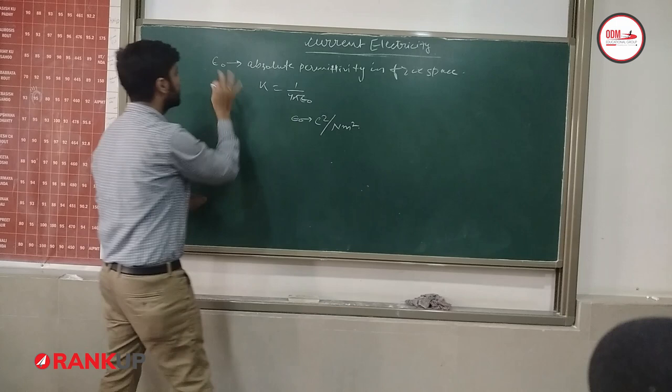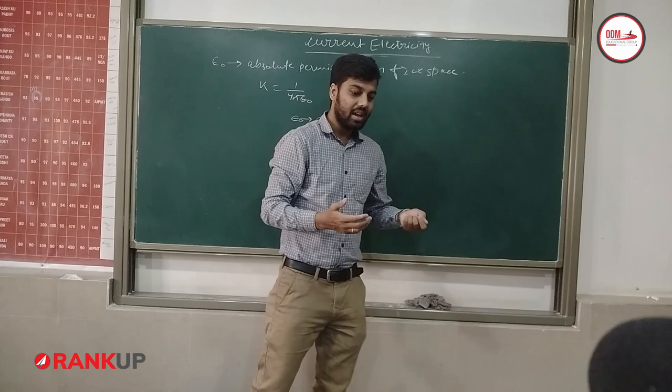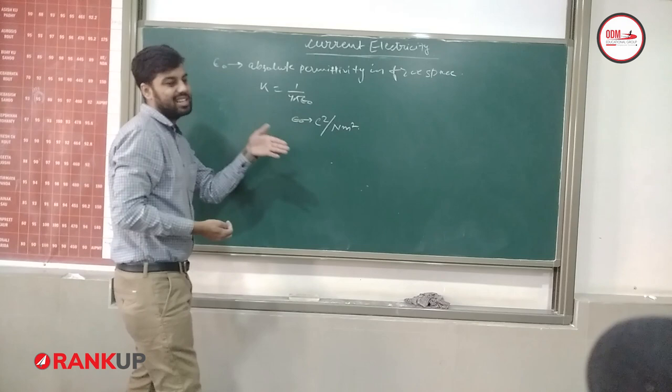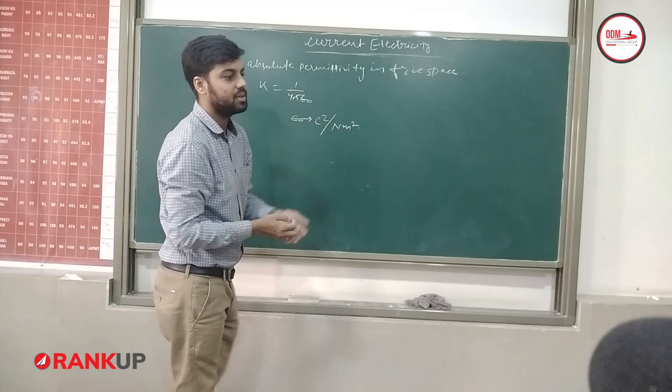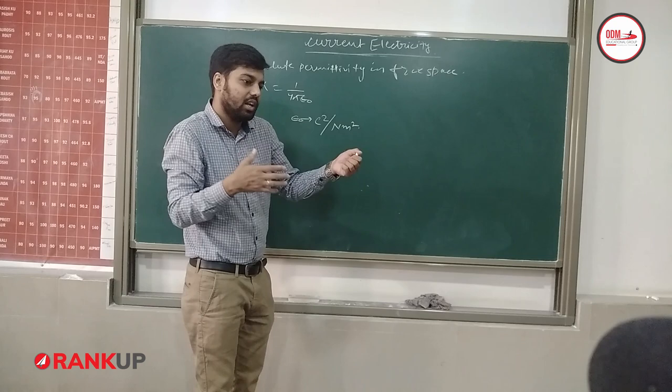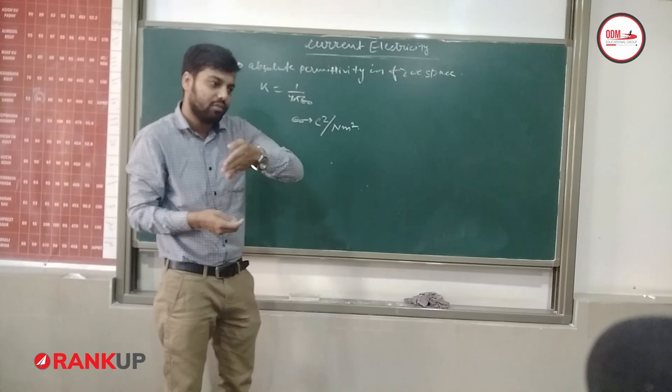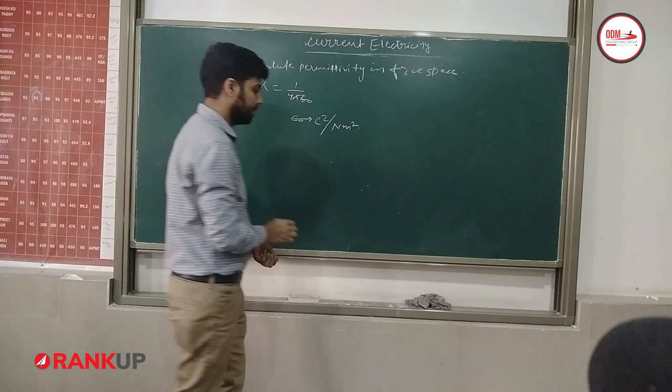This is the absolute permittivity in free space. It means how many lines of electric field will cross through free space, how it allows the electric field to pass through itself. Its capability of letting the electric field lines pass through that space is permittivity, absolute permittivity in free space. Got it? Now we'll read a different thing.